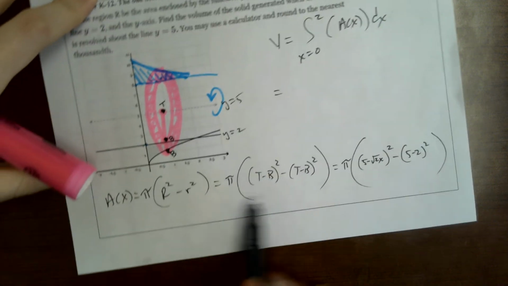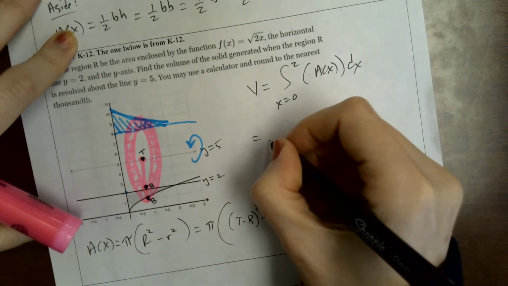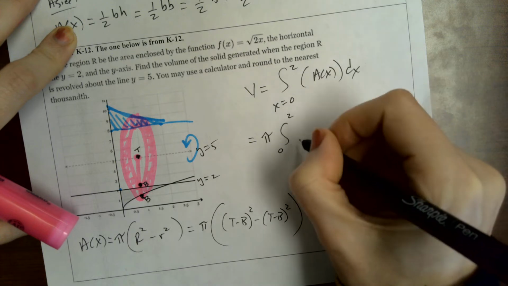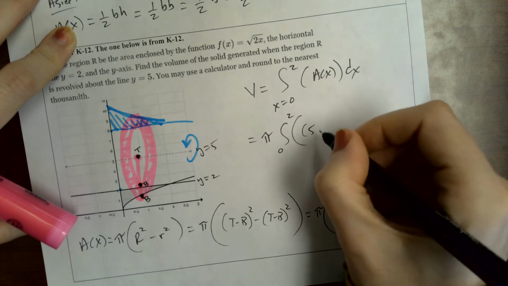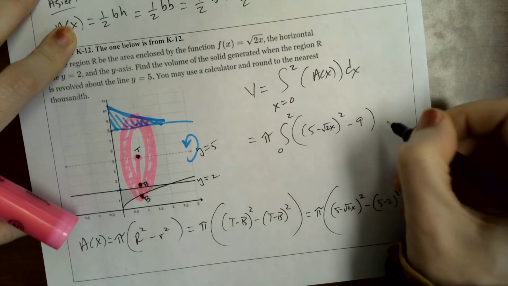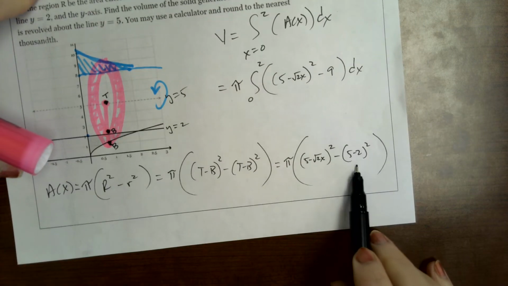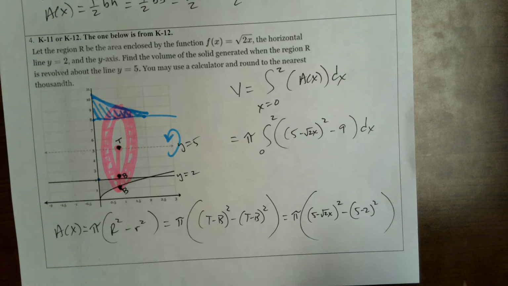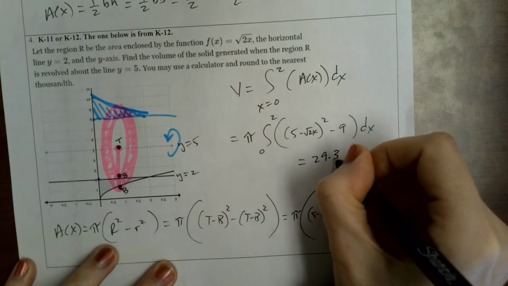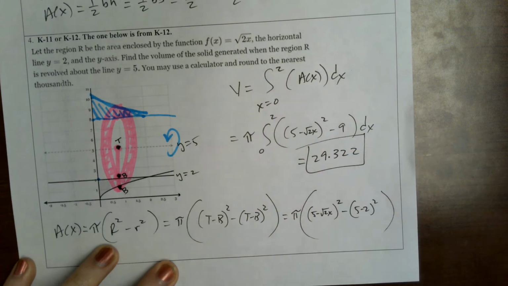I could take this pi and pull it out front of the integral. Integral from 0 to 2. And then this is 5 minus radical 2x squared minus, all right, this ends up just being 9. And then you type it into your calculator with math 9, and you get 29.322. Okay, so there's that page.